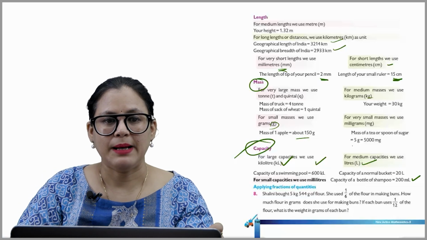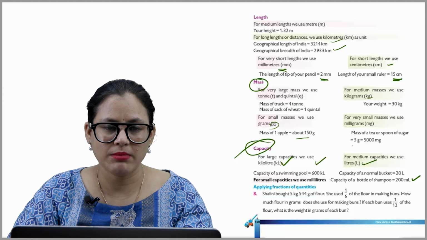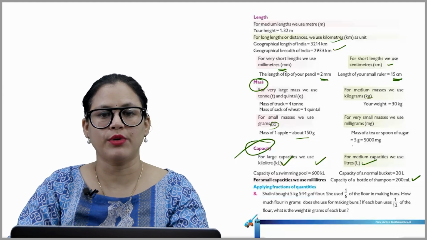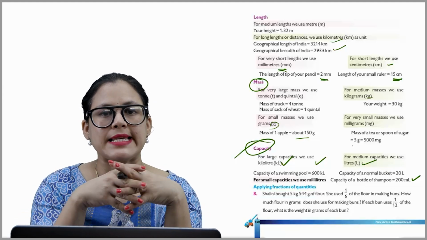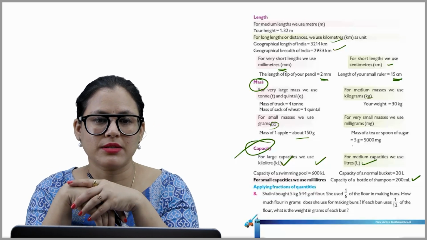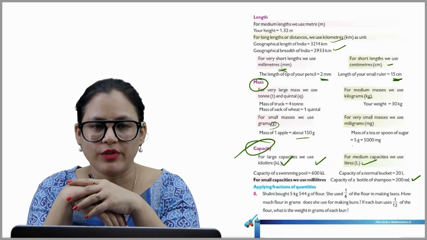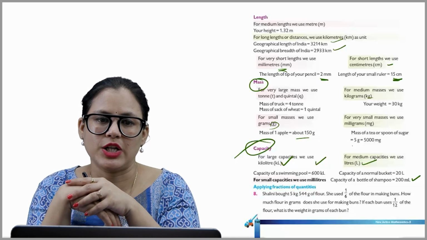Okay. Applying fractions of quantities. Shalini bought 5 kilogram 544 gram of flour. She used 1/6 of the flour in making buns. How much flour in grams does she use for making buns? If each bun uses 1/12 of the flour, what is the weight in grams of each bun?